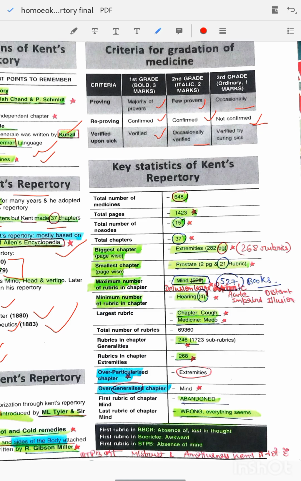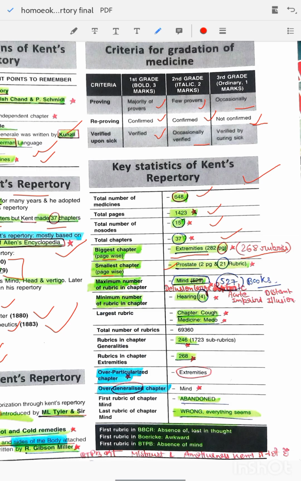Okay. What are the key statistics you will find in Kent repertory? It is very important. As a point of our AIAPGET exam, total number of medicines in our Kent repertory is 648. Total number of pages is 1423. Total number of notes is 15. Total number of chapters is 37. Biggest chapter is extremities, containing 268 rubrics page wise. Smallest chapter page wise you will have is prostate.